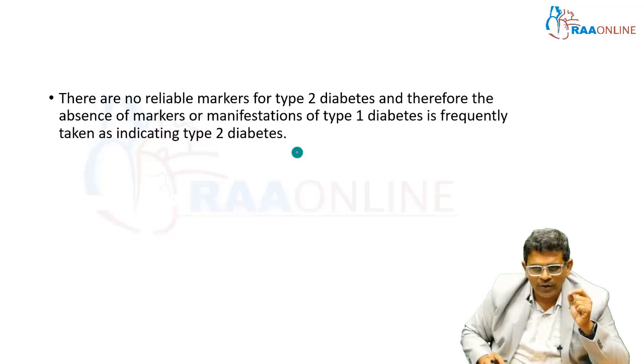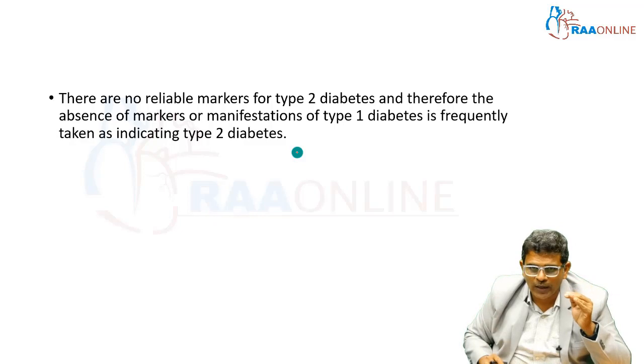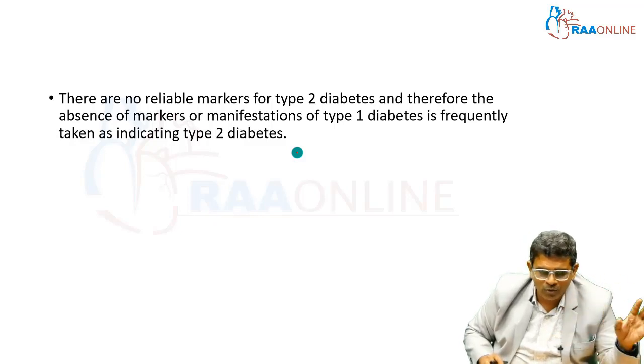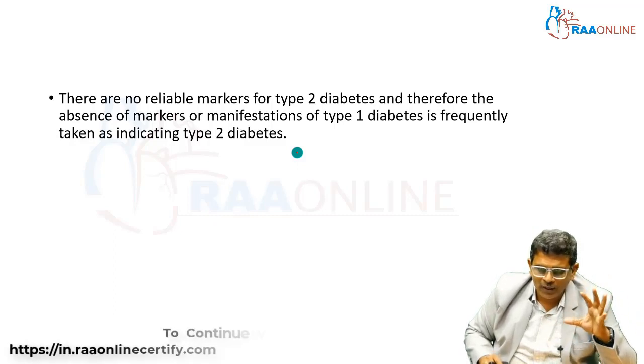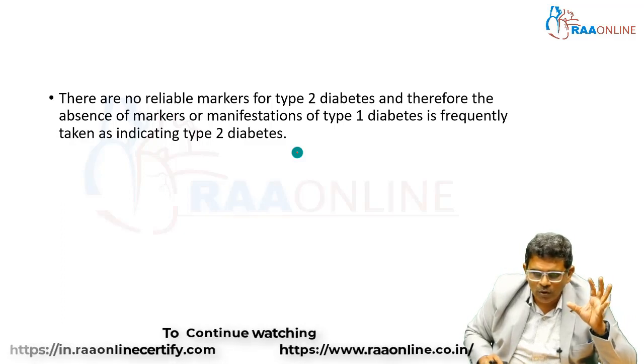Whereas in type 2, we don't see these markers of type 1. We don't see the antibodies. So if type 1 is not there, we take the patient as a type 2 diabetic patient. So this is how we classify type 1 and type 2. Beta cell destruction by the islet antibodies is taken as a marker of type 1. In type 2 diabetes, there are no autoantibodies. They may be insulin resistant or not, but no autoantibodies. So we call them type 2 diabetic.